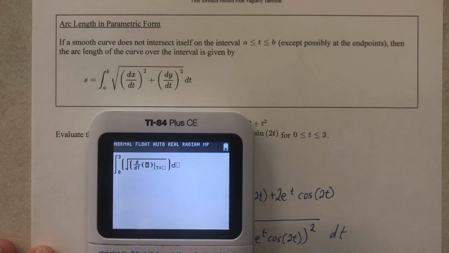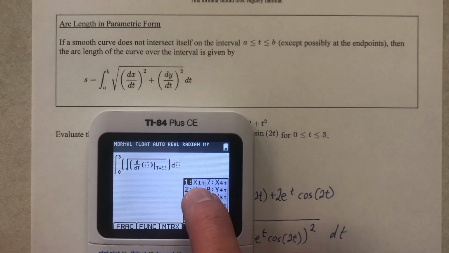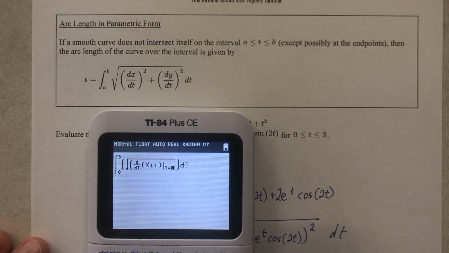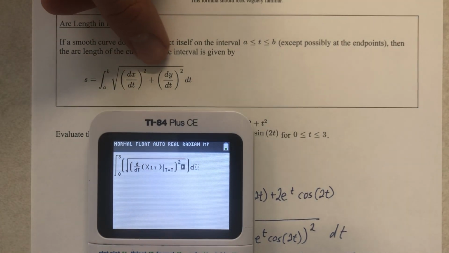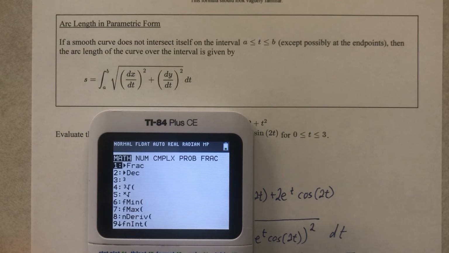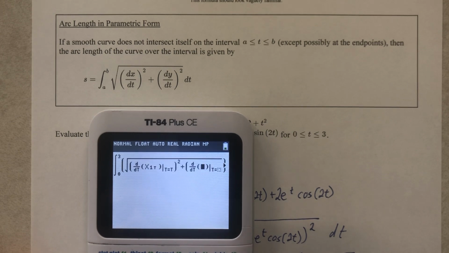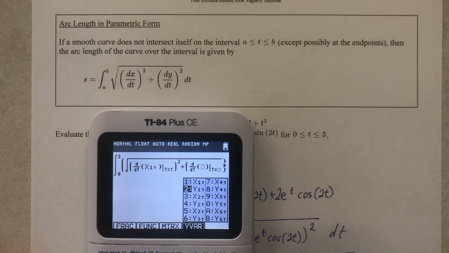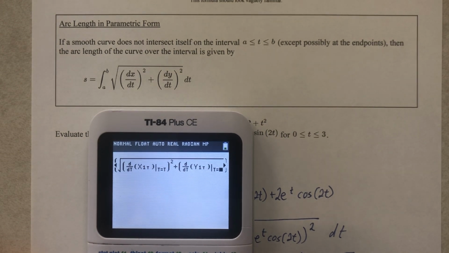We're going to press alpha and trace and pull up the x1 function at any given t value. At what t value? Just any t value. And then we will parenthesize that, and we're going to square it. And we have just taken care of this part. Now we're going to move on to this part. So plus, parenthesis, math 8 dt of the y portion. At any given t value, we will parenthesize and close that out, and then dt.